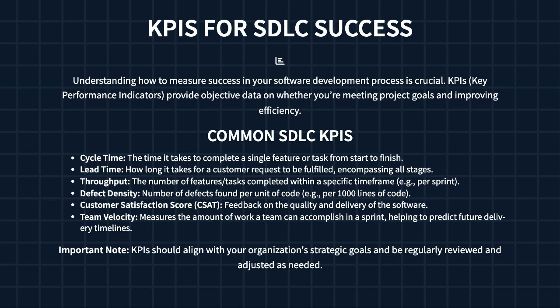Defect density tells us about the quality of our code, and customer satisfaction is vital. Are we meeting customer needs? Finally, team velocity helps us predict what we can accomplish in future sprints. It's really important to pick KPI that actually matter for your company's goals and keep an eye on them. They should evolve as things change.